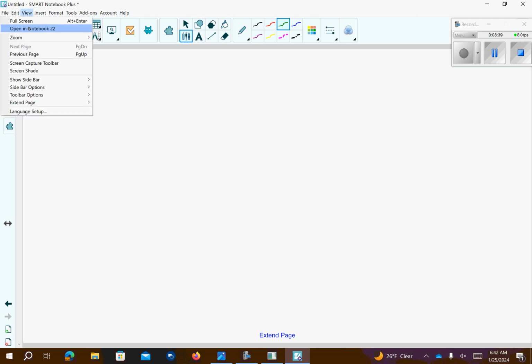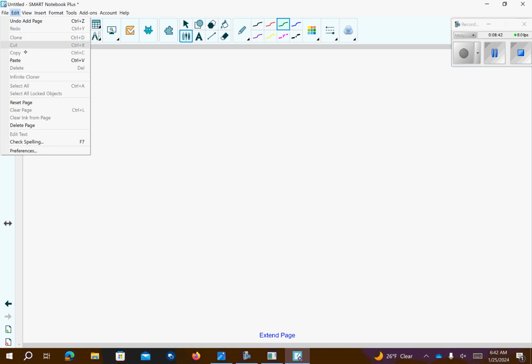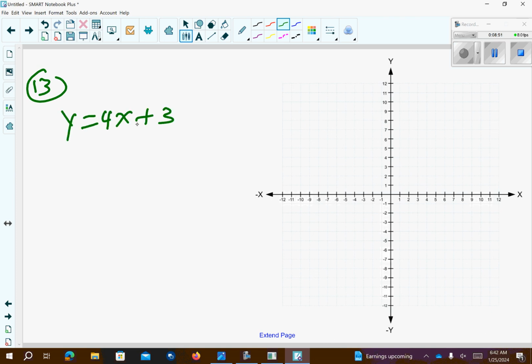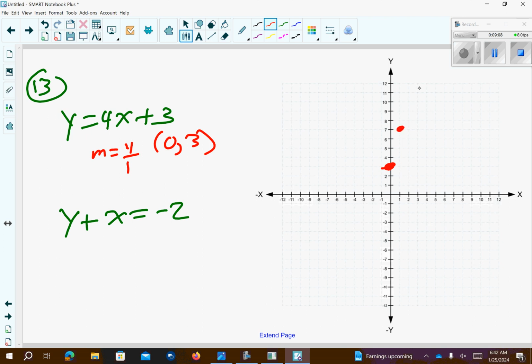All right, so now I need a graph. Number 13, we have y equals 4x plus 3, and I also get y plus x equals negative 2. So my y-intercept is going to be 0, 3, which is here. I have a slope of 4 over 1. So I'm going to go up 4, right 1, and make a straight line as best you can.